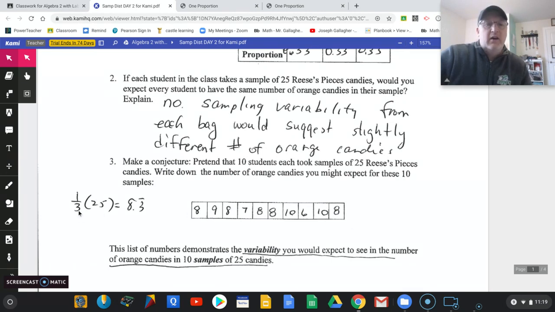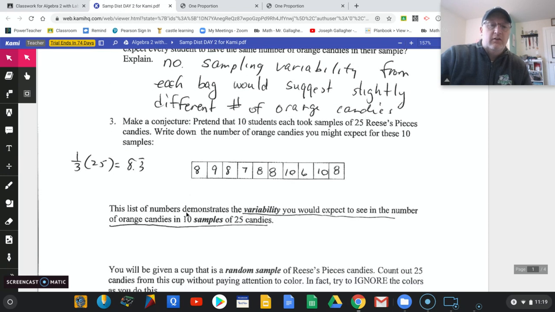So I just kind of thought, well, 1/3 of 25 is about 8.3 repeating. So I would guess somewhere between 8 and 9 in each bag. So I went 8, 9, 8, 7, 8, 8, 10, 6, 10, 8. And you could pick any numbers you want. You could put 1, 2, you could put 24, 25, depending on what you thought would happen. The whole point here was that I doubt anyone would write the same number 10 times. That's because what we're demonstrating here is the variability you expect in the number of orange candies in 10 different samples of 25 candies.